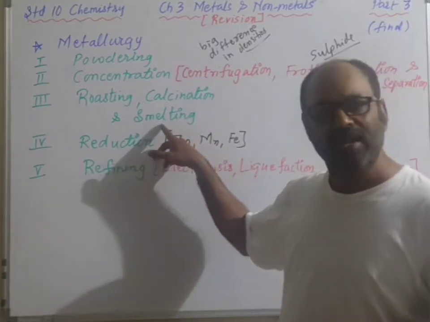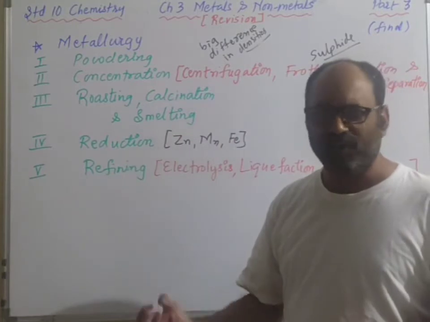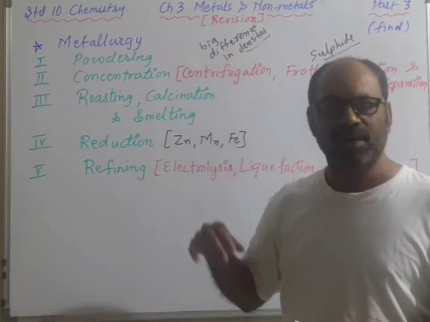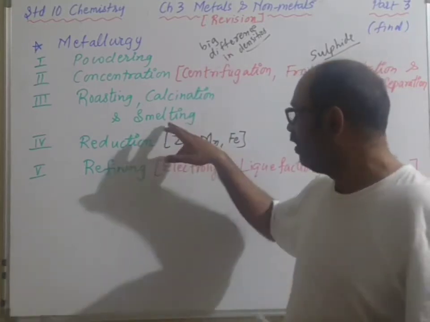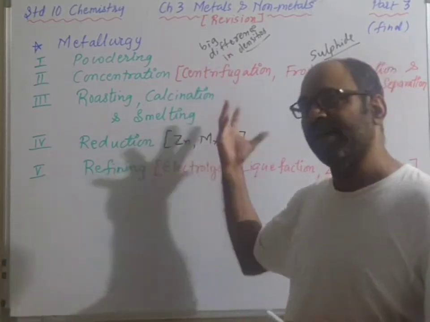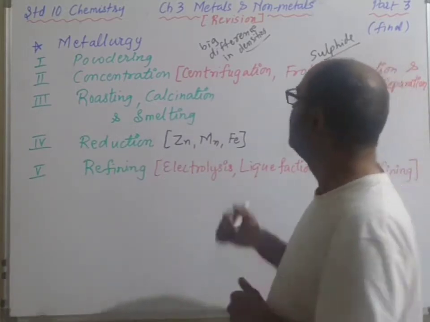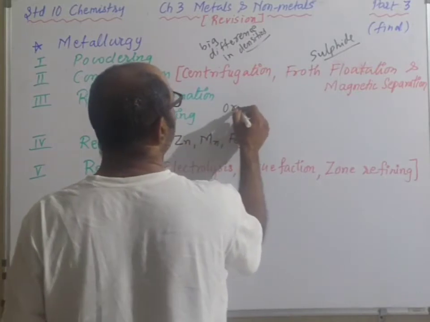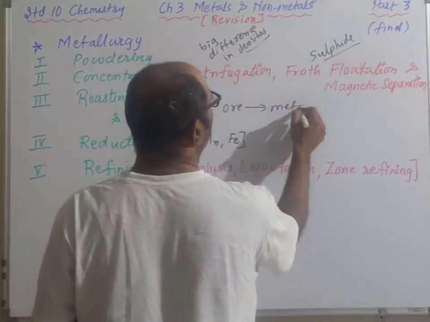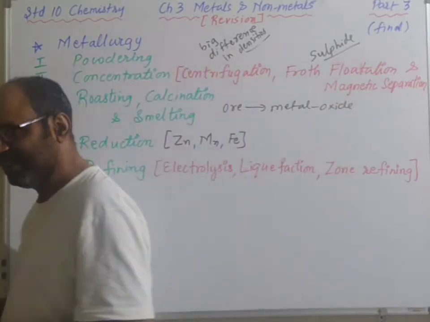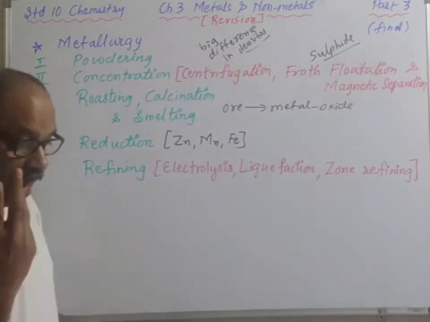And the other one is smelting, that is, ore is taken in liquid form and then heat is given. So some impurities are removed in the form of vapor. Alright? So that is smelting and you get metal oxide at the end of the process. So from ore you get metal oxide in all these three processes. Clear?